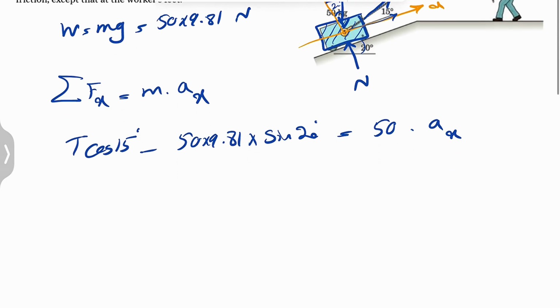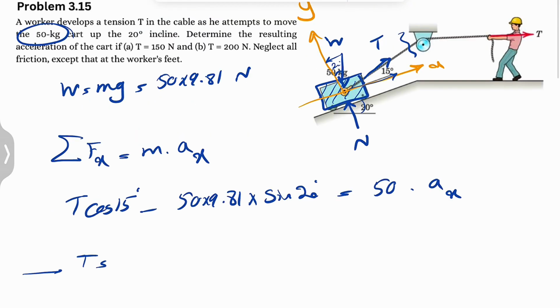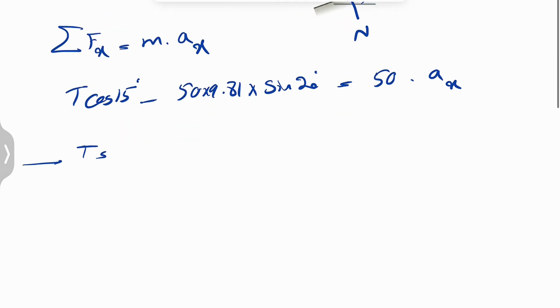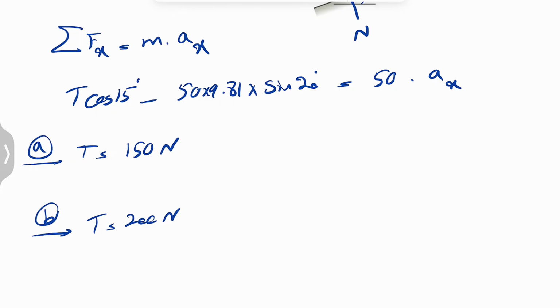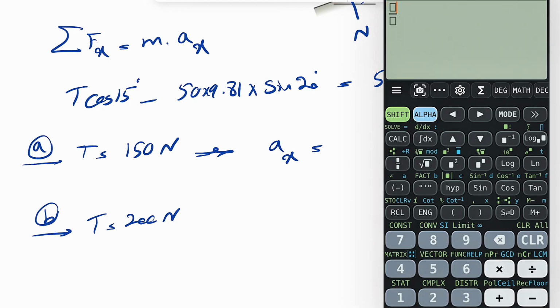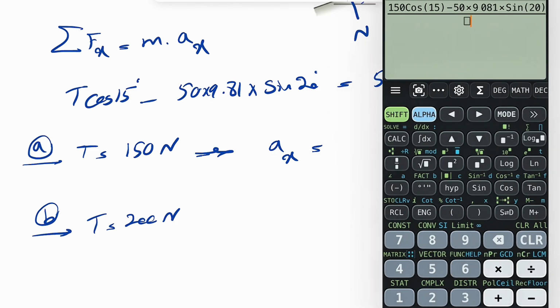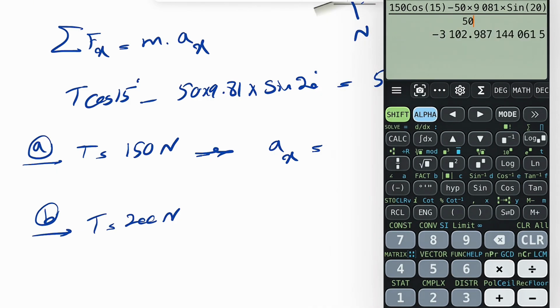And we have two different conditions. The first one, T is 150, and the second one is 200. So 150 Newton for the A part, and for the B part, the tension would be 200 Newtons. All right, the rest of this, you just have to plug in the numbers. So ax will be this ratio of 150 cosine of 15 minus 50 times 9.81 times sine of 20, and in the denominator we're just going to have 50, which is the mass.